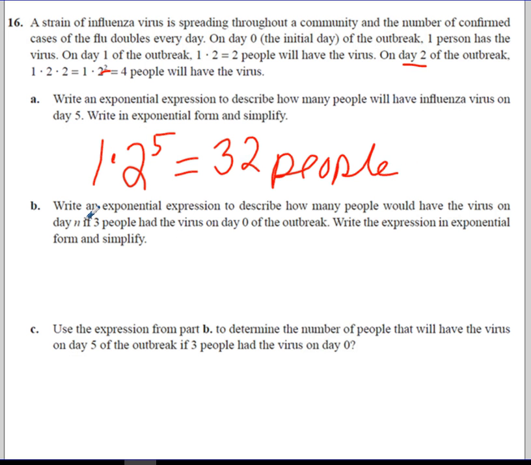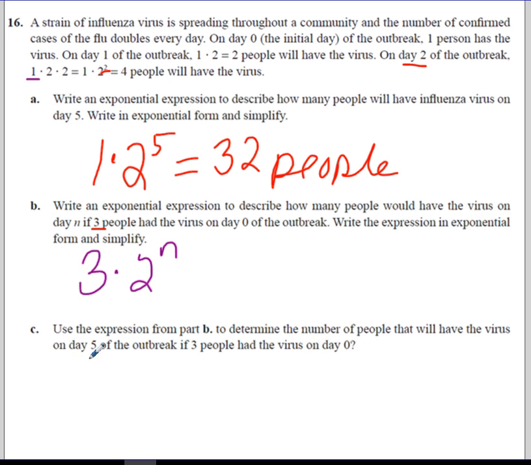So how many people would have the virus on day n if 3 people had the virus on day 0? So remember, the 1 represents 1 person on day 0. So now we're going to have 3 people on day 0. So we'll have 3 times 2 to the nth power.